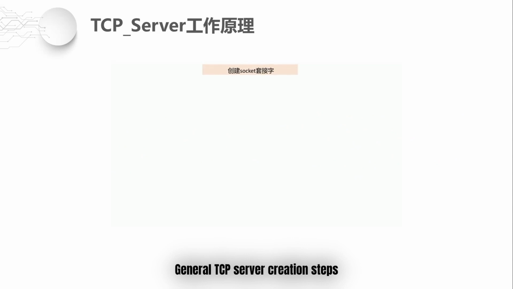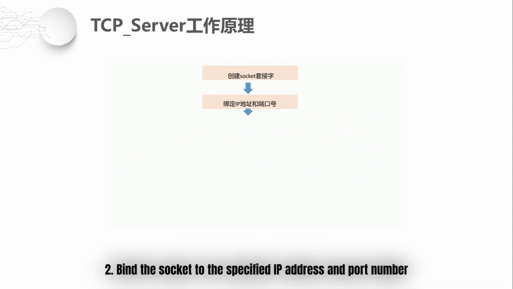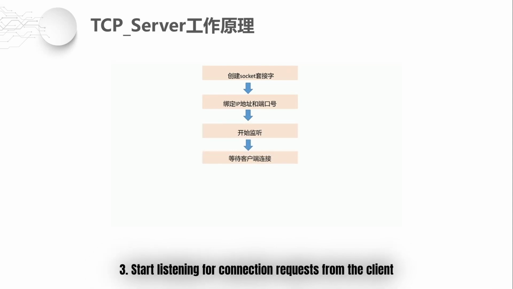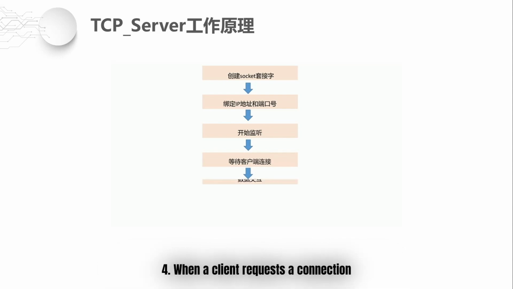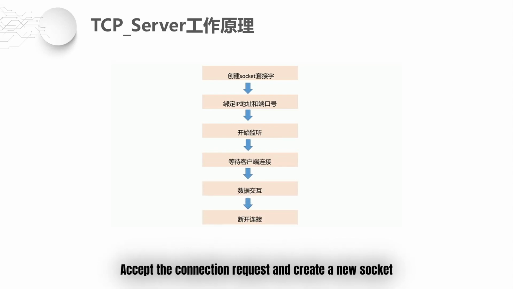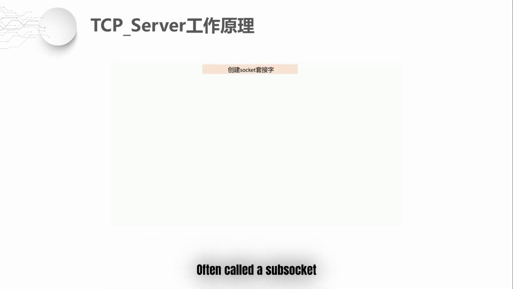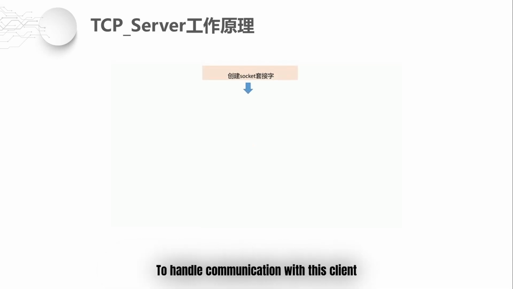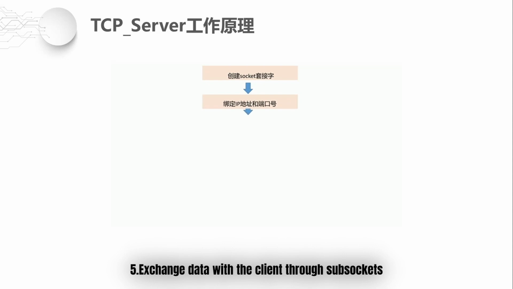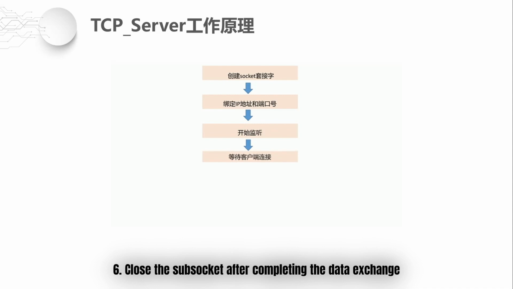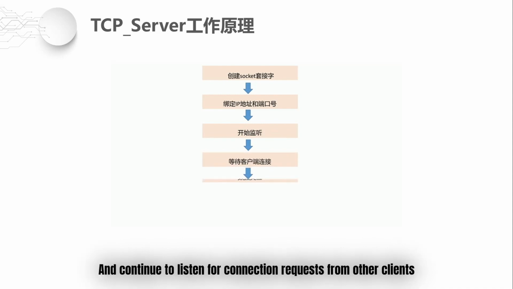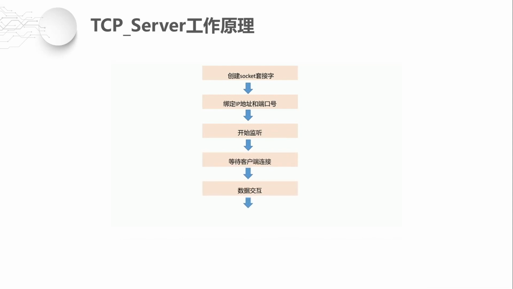General TCP server creation steps. 1. Create a socket. 2. Bind the socket to the specified IP address and port number. 3. Start listening for connection requests from the client. 4. When a client requests a connection, accept the connection request and create a new socket, often called a subsocket, to handle communication with this client. 5. Exchange data with the client through subsockets. 6. Close the subsocket after completing the data exchange and continue to listen for connection requests from other clients.